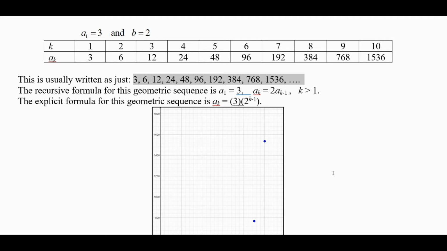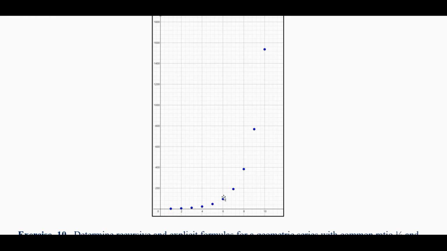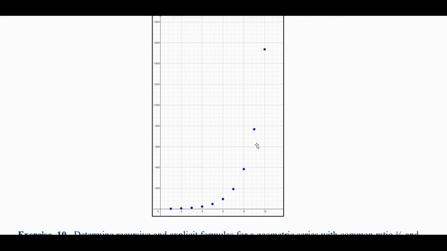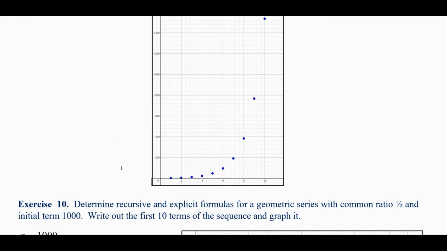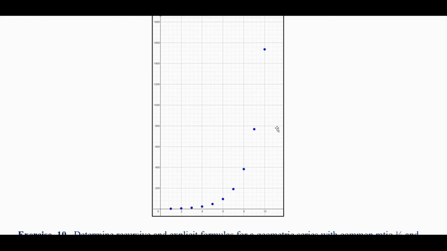So the recursive formula for this geometric sequence is a sub 1 equals 3 and a sub k equals 2 times a sub k minus 1 for k bigger than 1. The explicit formula, non-recursive, is a sub k equals 3 times 2 to the k minus 1. And here's a graph of the same 10 points. Of course, I had to do a non-square scale to get it to fit, but you can see that, as usual, this is isolated dots. And if we were to connect the dots and let the domain be all real numbers, we'd have an extension of this sequence, which we would call an exponential function.